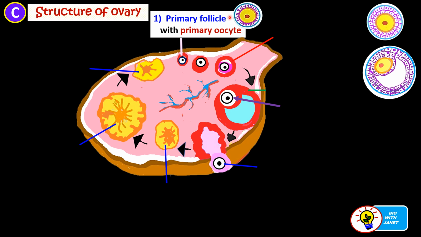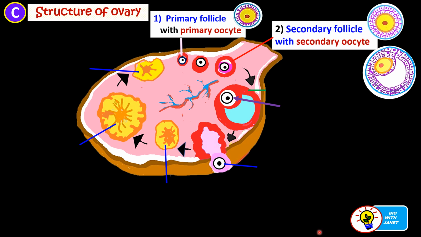So the primary follicle will grow bigger and bigger and have more layers of follicular cells, all right? So it will develop into the secondary follicle. At the same time, the primary oocyte in it, the cyte here means that it's a cell. So the primary oocyte in the primary follicle will undergo and complete meiosis 1 to form the secondary oocyte. Thus, the secondary follicle contains the secondary oocyte.